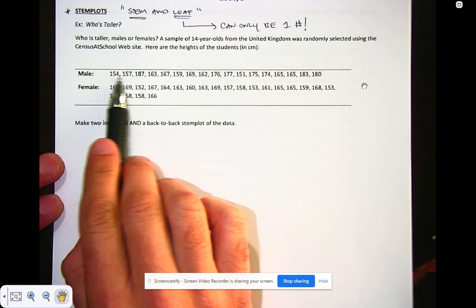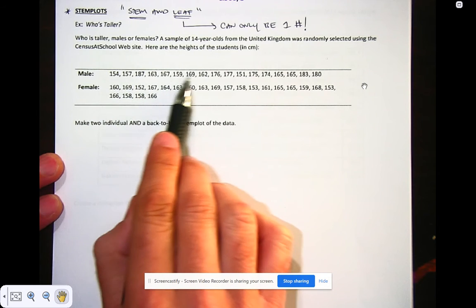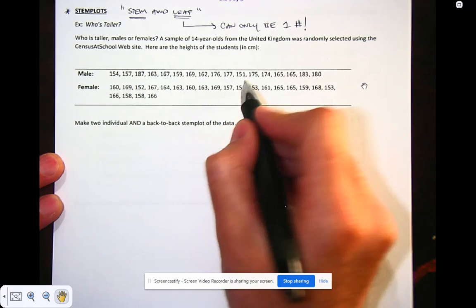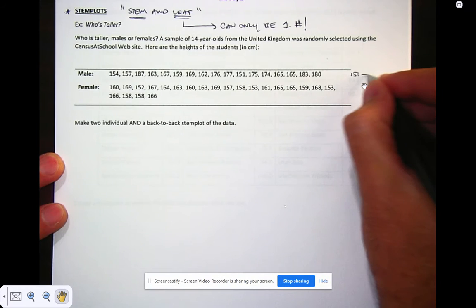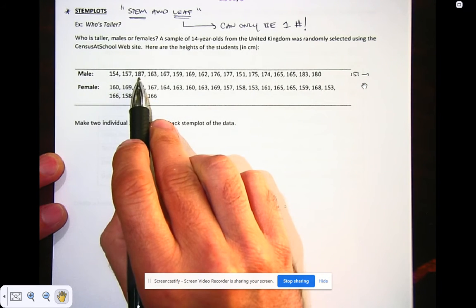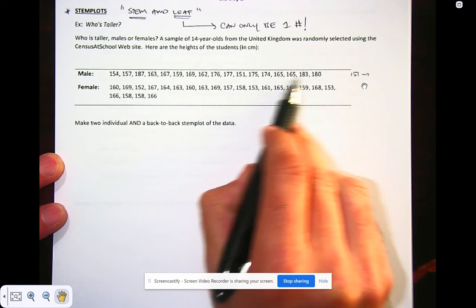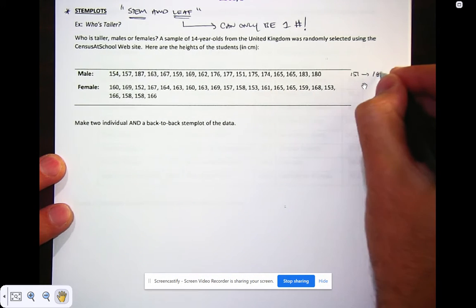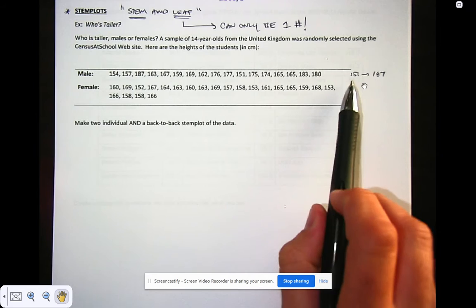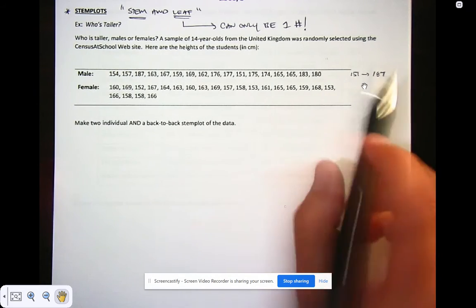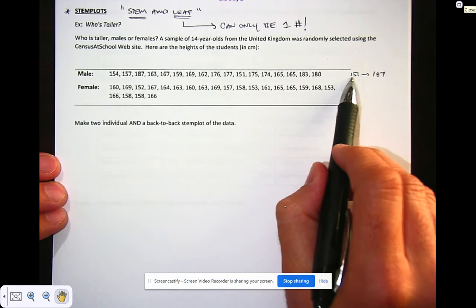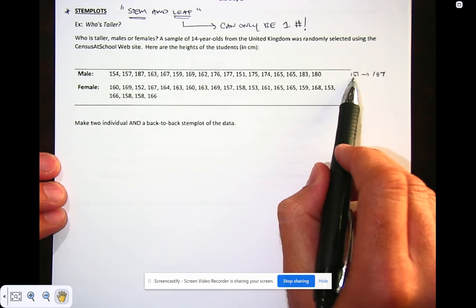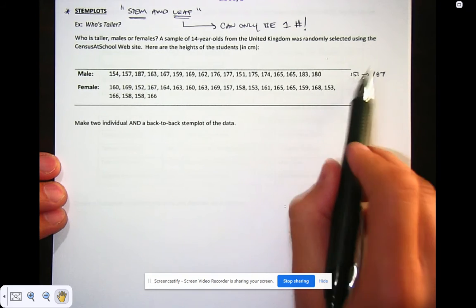As always, what I like to do is look through the data and find the smallest number. 151 looks like the smallest, and we're going to go up to 187, which seems like the highest. We're going to break this into stems and leaves, which sounds really weird, but I'm going to make the stem the first two digits of the number, so 15 or 16 or 17 or 18, and the leaf just the last digit.